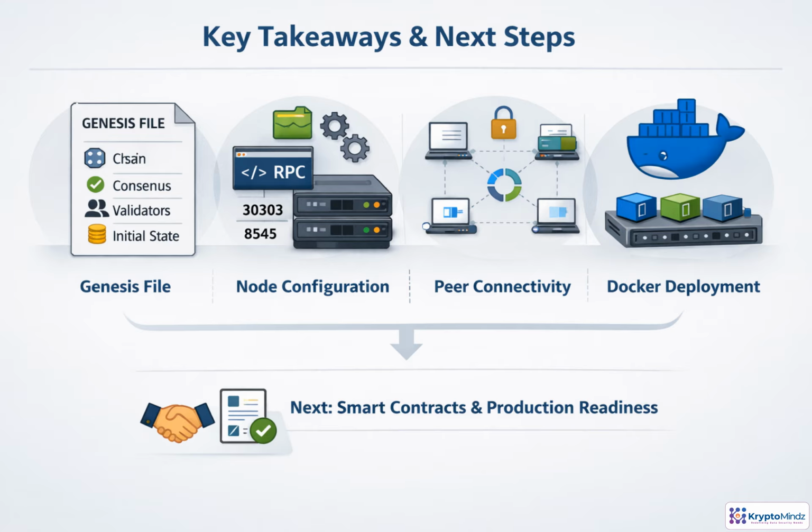You've now taken the architecture from design into execution. A shared Genesis file gives the chain its identity, and each node adds precise paths, ports, RPC, and peer settings. Docker makes the setup repeatable. Next, you'll connect smart contracts and applications, then assess what production readiness really requires.